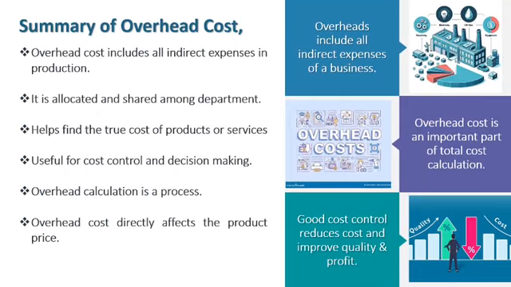Summary and importance of overhead cost. Overhead cost means all the indirect expenses that support production, such as electricity, rent, and equipment. These costs are not directly linked to a single product, but they are a very important part of calculating the total cost. When calculating overhead cost, we first identify, allocate, and apportion these expenses to different departments. Then we find the overhead recovery rate to calculate the unit cost.